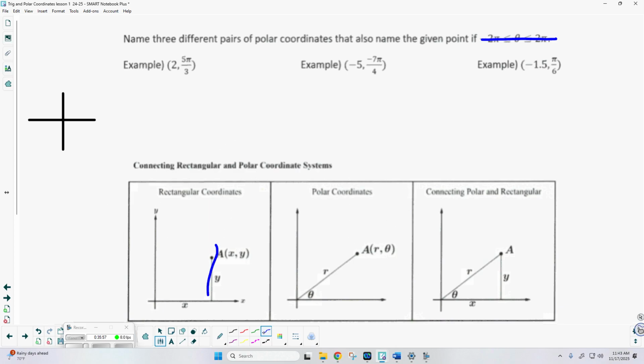Okay, -5, -7/4 pi. So I want one additional point where the radius will stay -5, but then I want two other points where the radius is now positive. Okay, so think about what we've done on the previous examples.